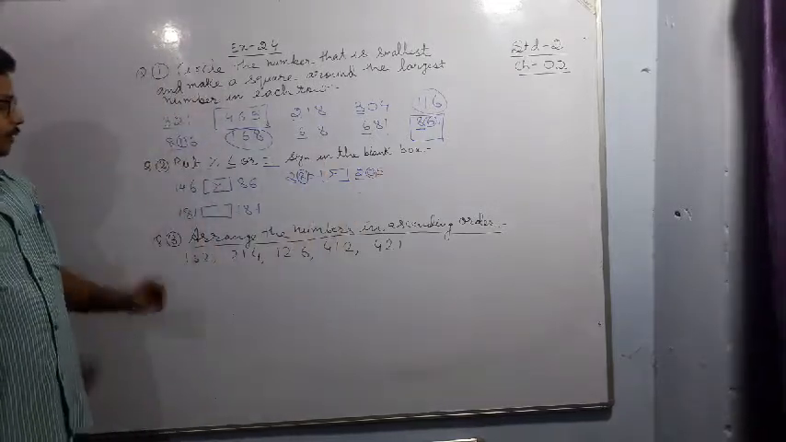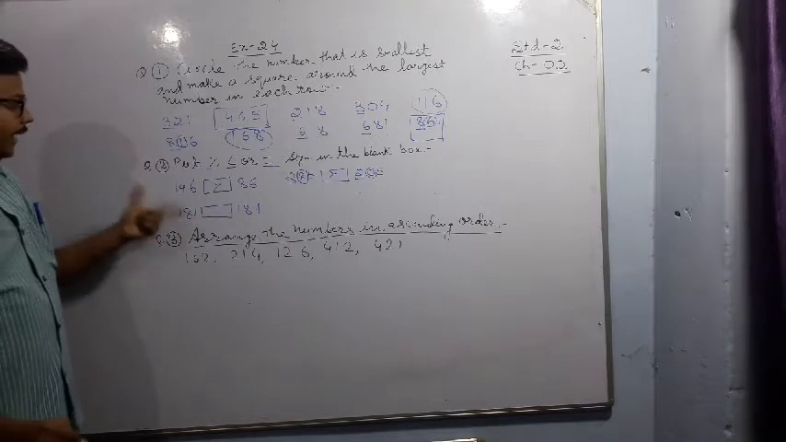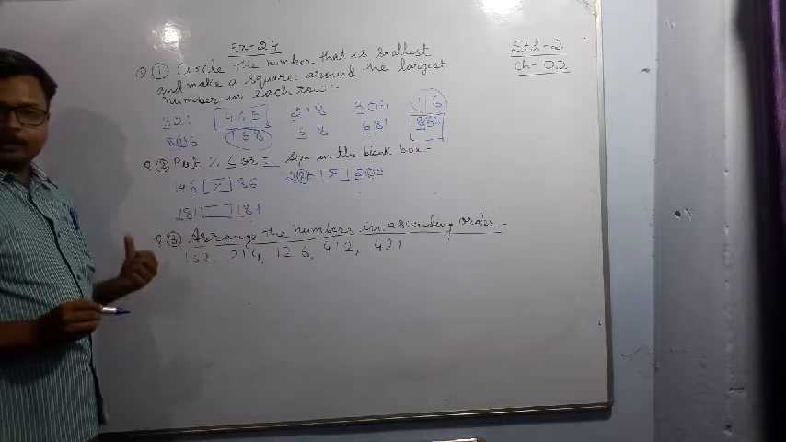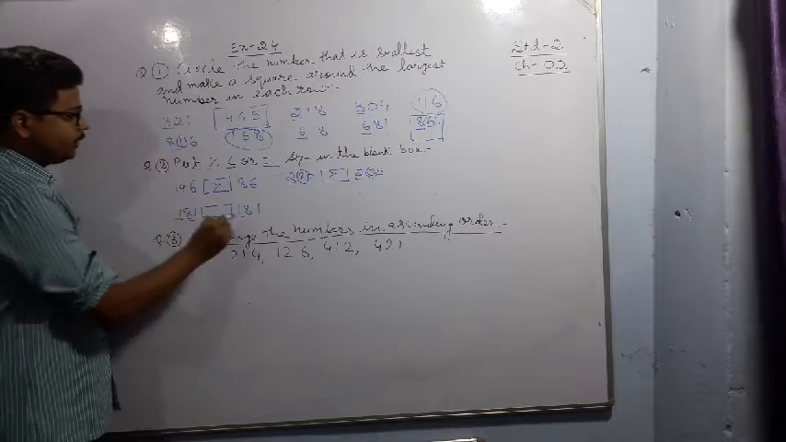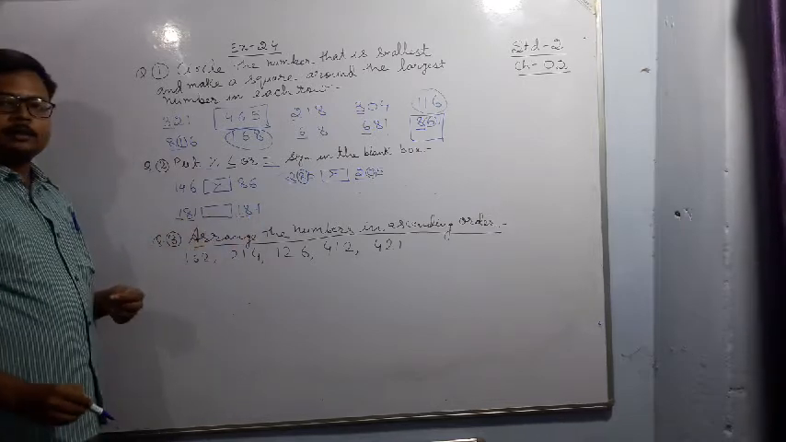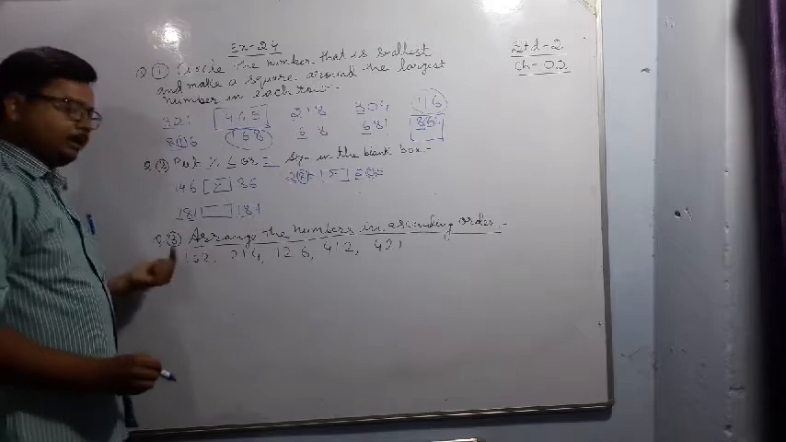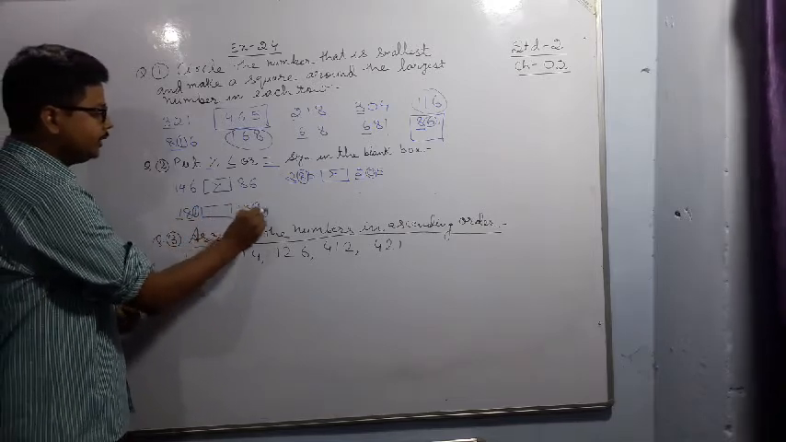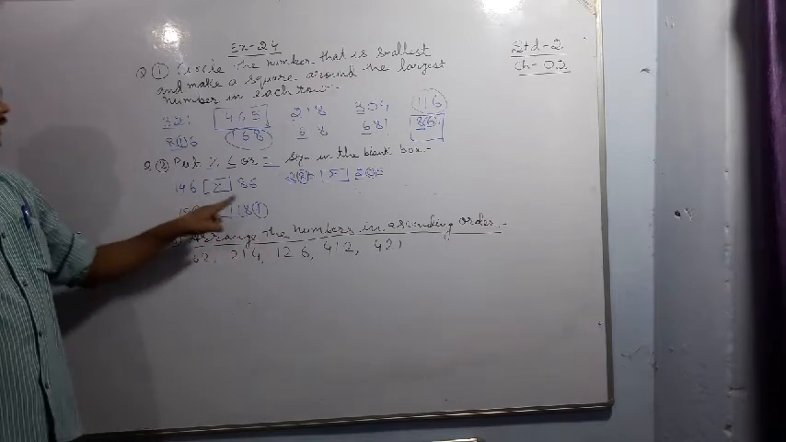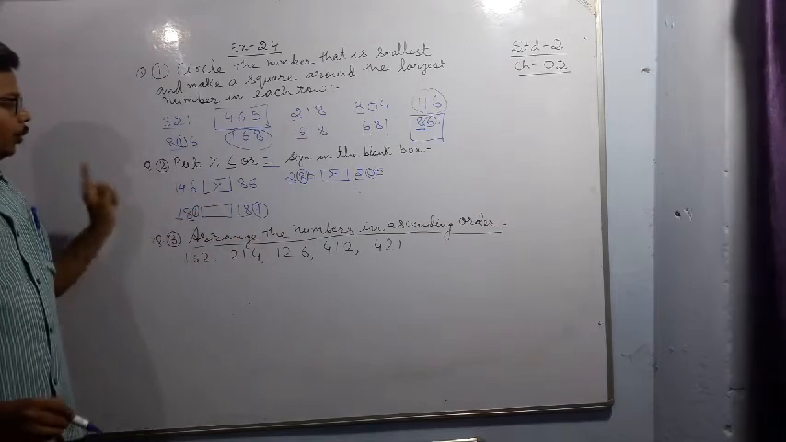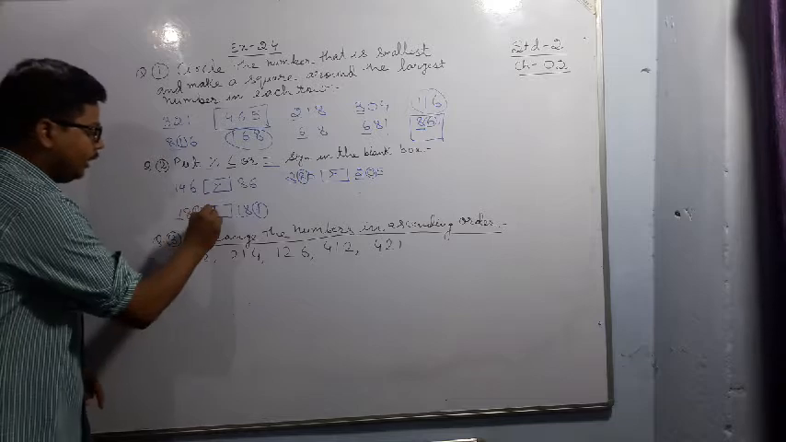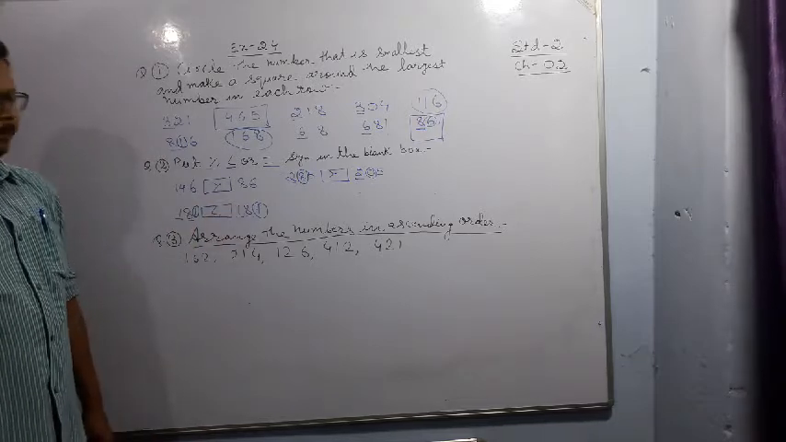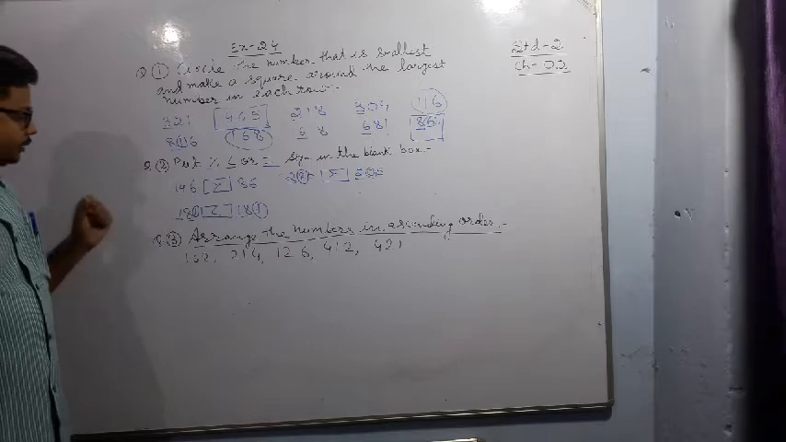Now let us see this question. Third one. As you can see here, hundreds place are same in both the numbers. Tens place is also same in both the numbers. Now we have to compare ones place. As you can see it is 1 and it is 7. So 1 is less than 7. That means 181 is less than 187. Okay. Now let us come to question number 3.